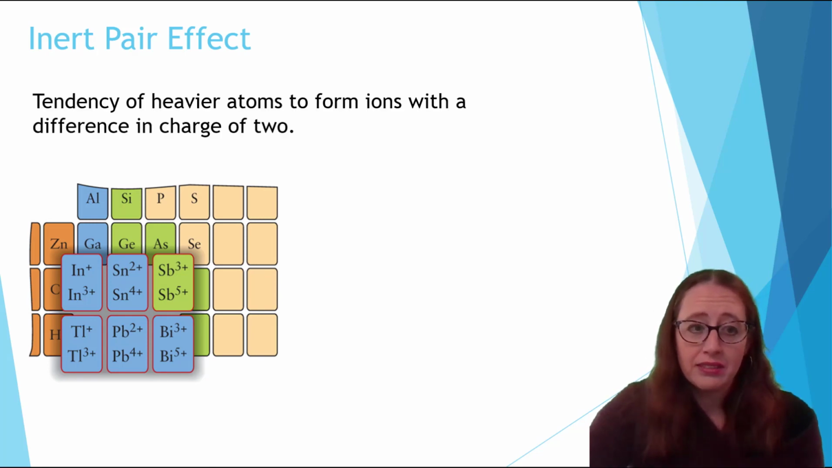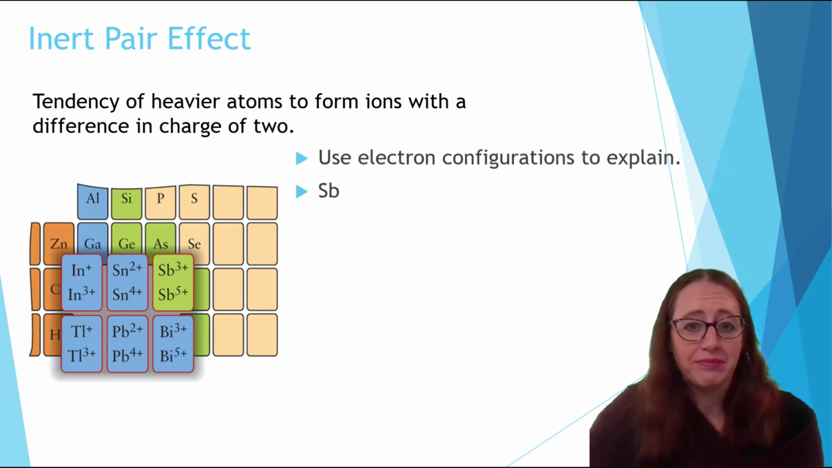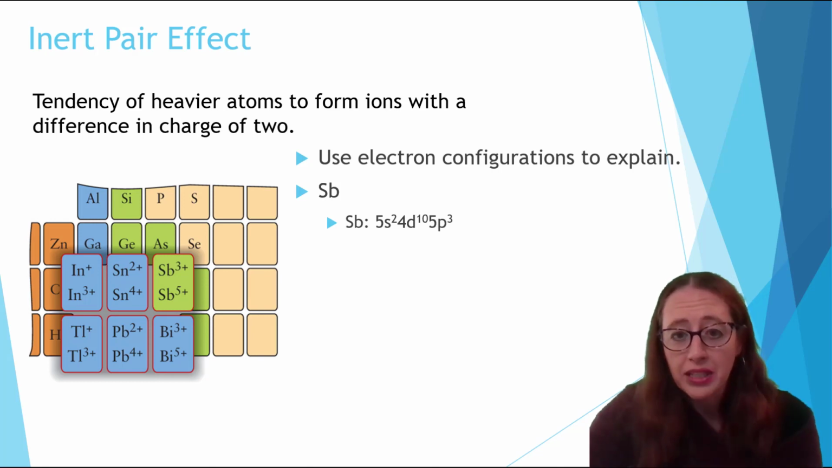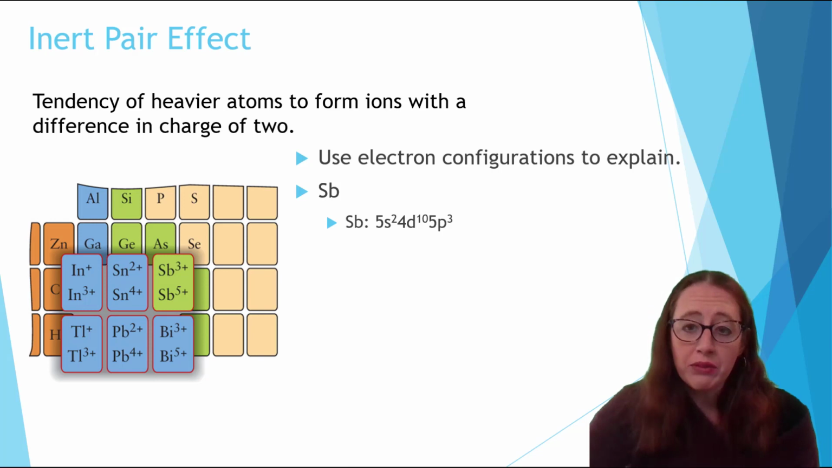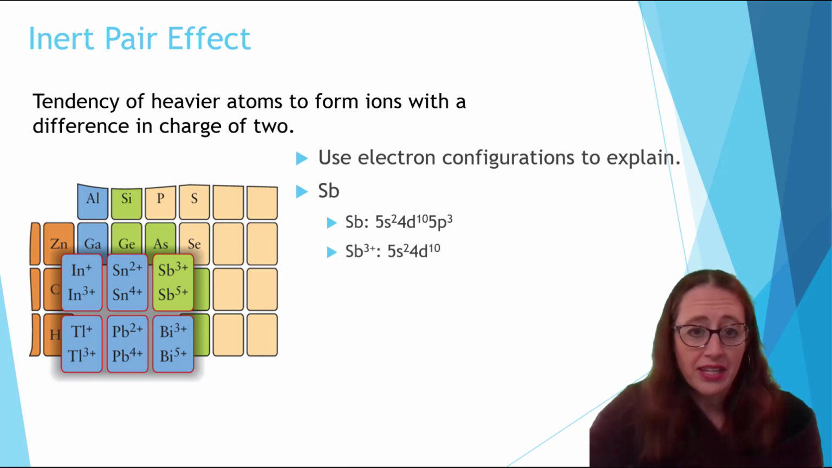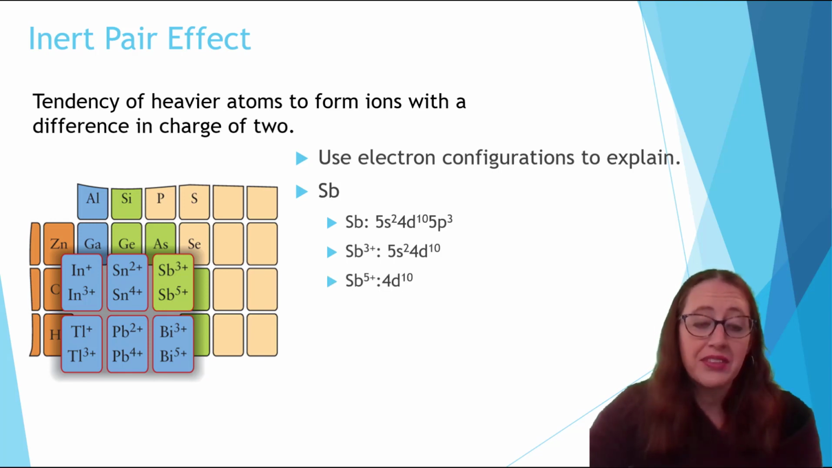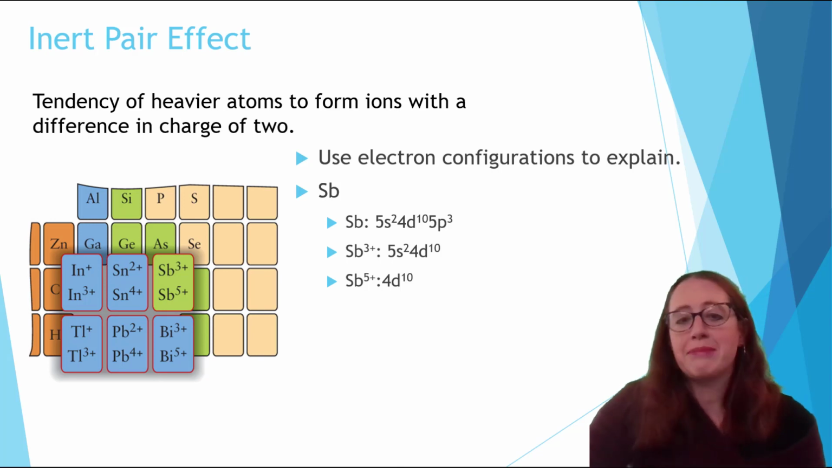Neutral antimony has the following electron configuration. Let's think about how that can reach a stable electron configuration. If we remove the 3 electrons that are in the 5p orbital, this leaves us with both subshells filled. This is relatively stable. However, we could also take off the 5s electrons, leaving both the s and the p orbitals empty. This is also a stable electron configuration.